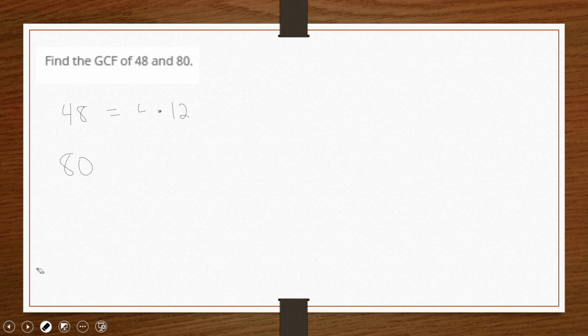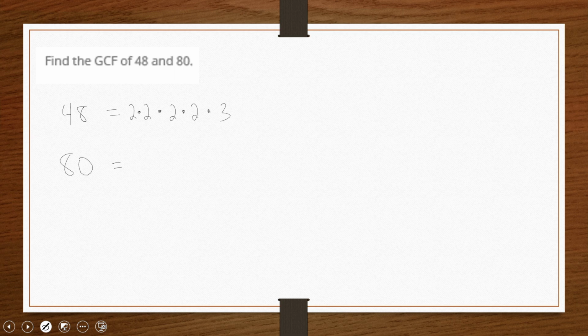So for instance, 4 is the same as 2 times 2. And 12 we could break down into 4 times 3, where 4 is going to be another pair of 2's. So there's my list of prime factors for 48.